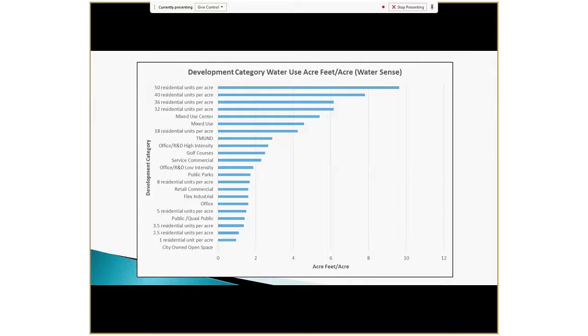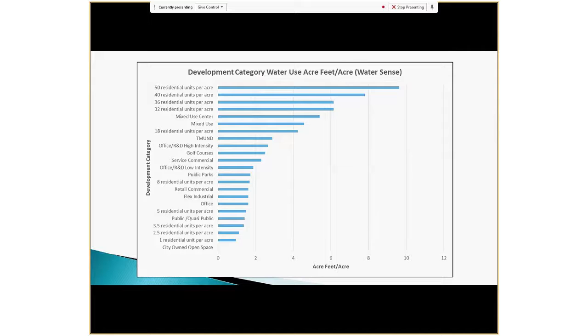So I'm going to give you a couple of slides with some data here. Our public works folks here are absolutely outstanding at tracking the amount of acre feet of water necessary per acre of development for the different categories of development that we have in the city. And so we track this over time. These are actually categories within our comprehensive plan.